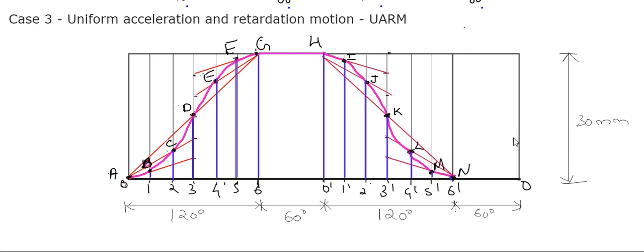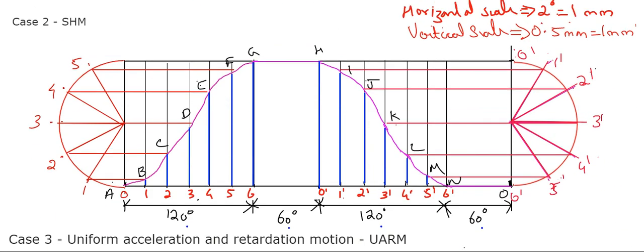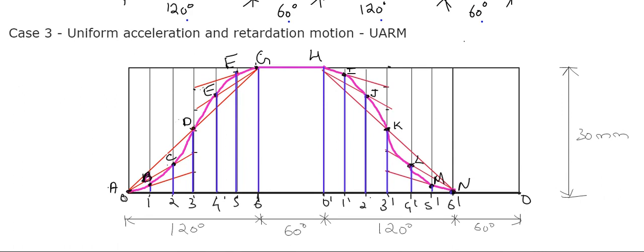Hope it is clear. Now we have covered how to draw it for uniform velocity motion, simple harmonic motion, and uniform acceleration retardation motion. The last one is cycloidal motion, which we can cover in the next session.